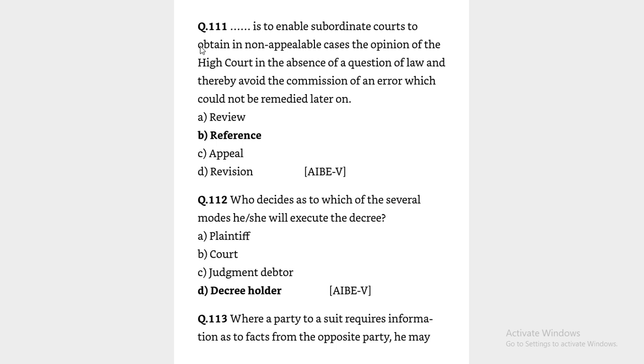Who decides which of the several modes he or she will use to execute the decree? It is the decree holder who decides how to execute the decree.